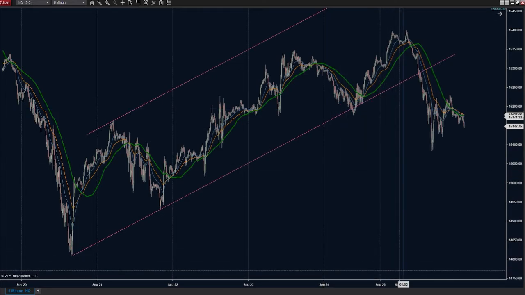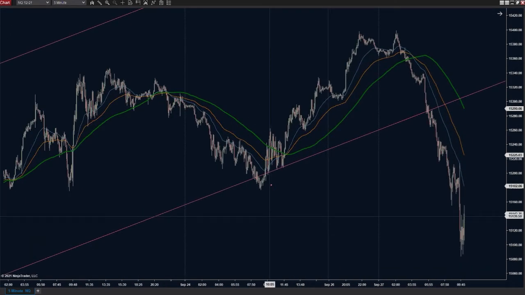Now, from a structural perspective, sure, I mean, we're at the bottom of a channel. Just buy it, right? Good enough. Well, not necessarily. In this case, if you would have just bought it, eventually it would have worked out, but you would have had to have dealt with all of this other garbage.